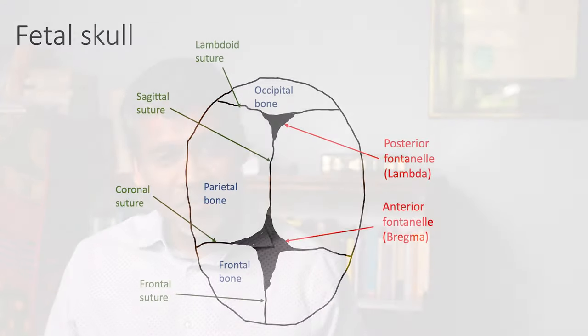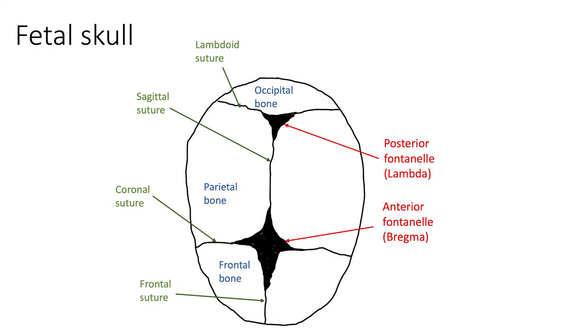Let's start with the basics. What are the five bones of the fetal cranium? The five bones are two frontal bones, two parietal bones, and one occipital bone. These bones are separated by sutures and the fontanelles.